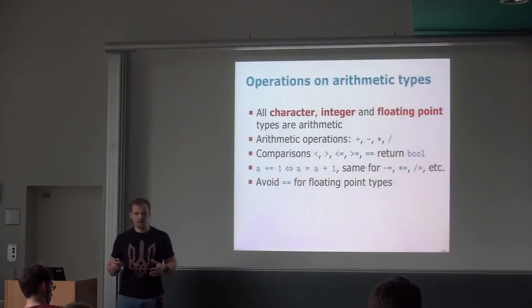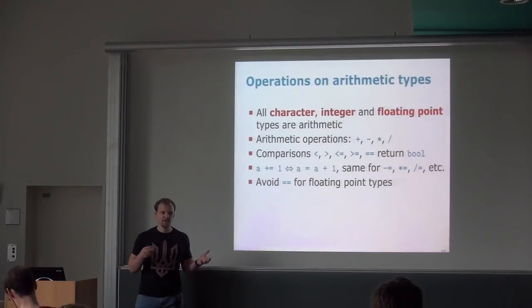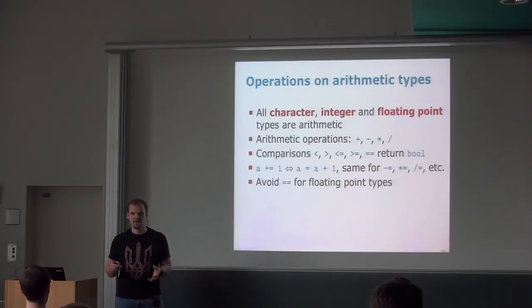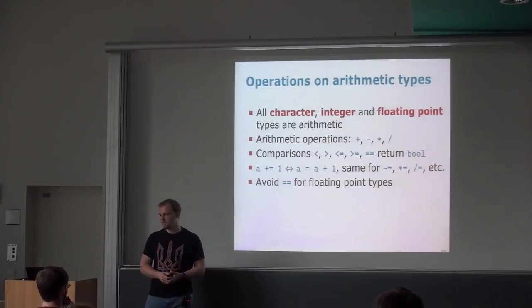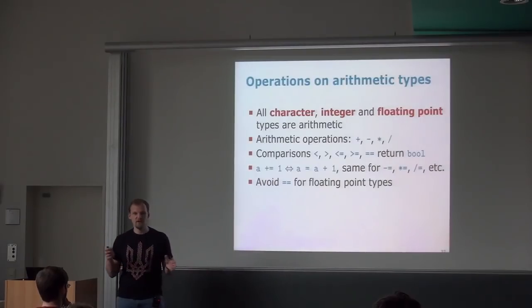Okay, so there are so-called arithmetic types. These are anything that has plus, minus, multiply, division, and so on defined for them. And for now, we know that there are character, integer, floating point. We can add them, multiply them, divide them, and so on.